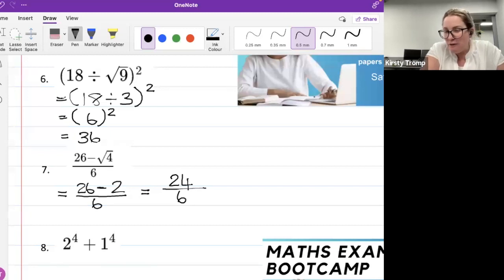Am I allowed to leave my fraction like that? You should all be shaking your head. I'm not allowed to leave a fraction like that. Either I need to simplify my fraction, or I can say to myself, well, 24 over 6 is the same thing as saying 24 divided by 6. And 24 divided by 6 is going to give me 4. So my final answer for that sum is 4.